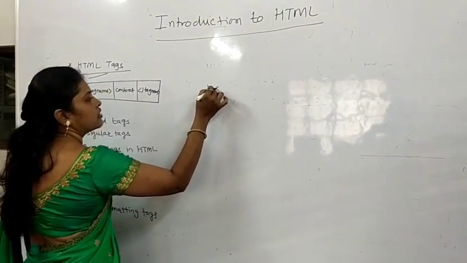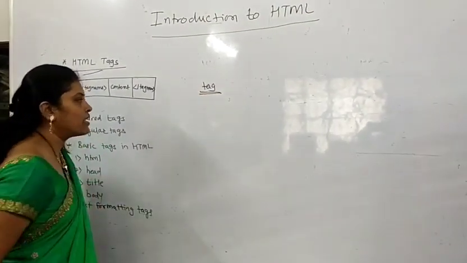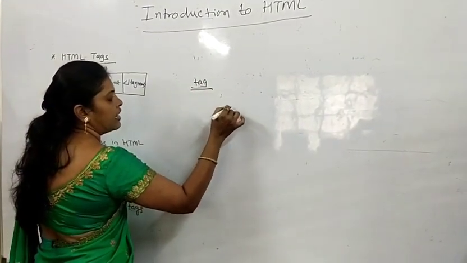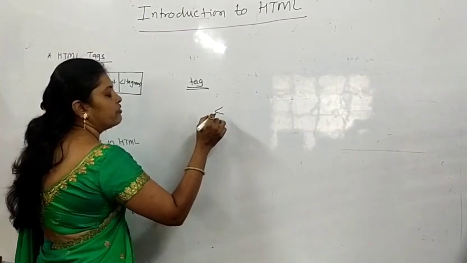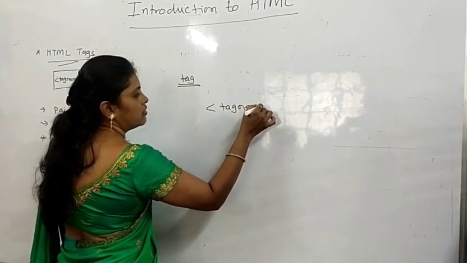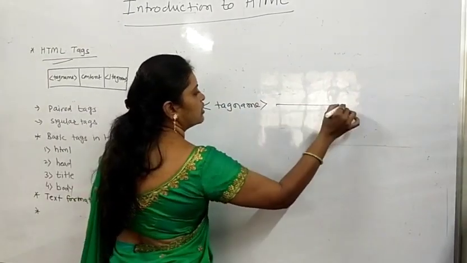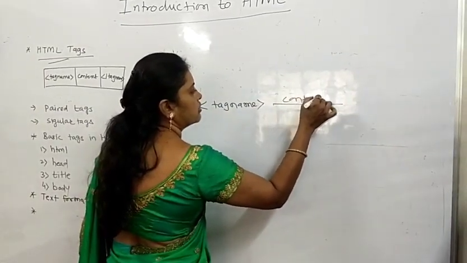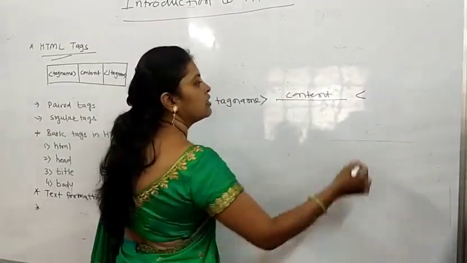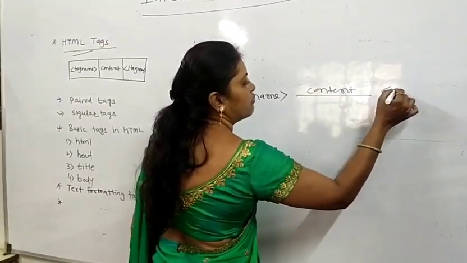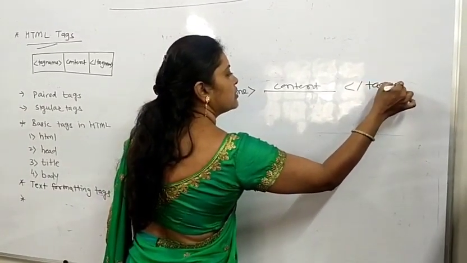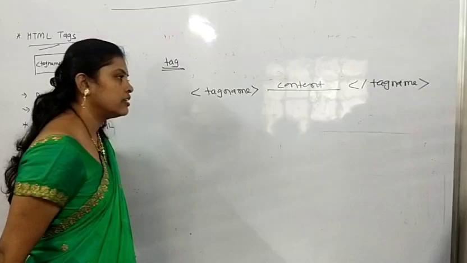A tag is nothing but an HTML command, and the tag structure is here. A tag is contained within the less than symbol, tag name, greater than symbol. Here is the content of the text file, or the text content, whatever it may be, that is displayed in your web page. And the tag ends with less than symbol, slash, and tag name. This is the general structure of writing tags.